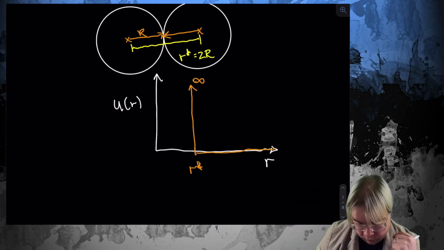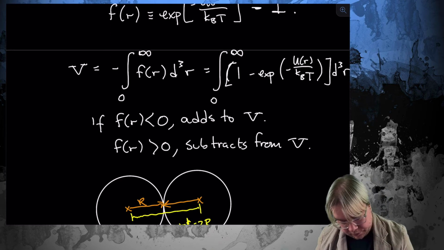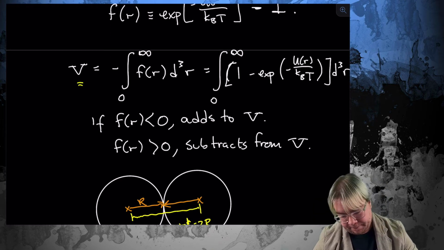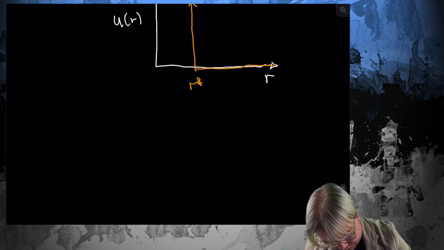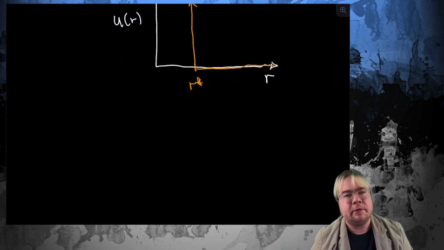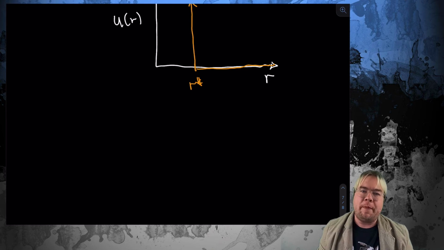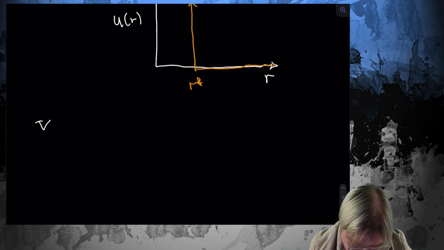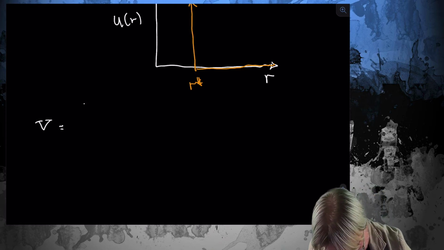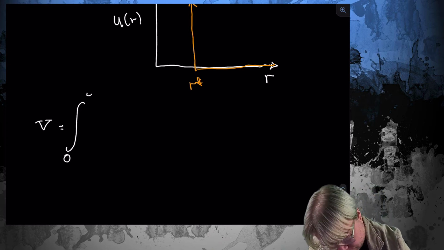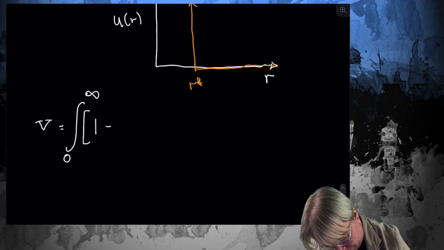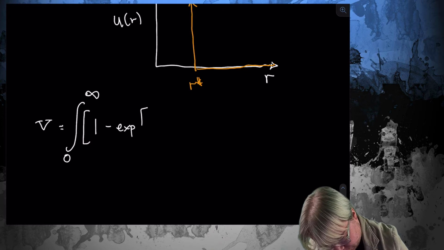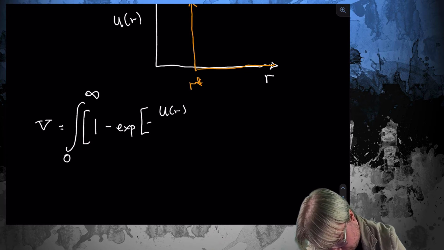All right, so with this, we can actually integrate and figure out what the excluded volume should be. All right, so let's try this and see what it gets. And then once we get this number, we can go back and see what the physical meaning of this is. So the excluded volume will be the integral from 0 to infinity of 1 minus the exponential of minus u of r divided by kBT.